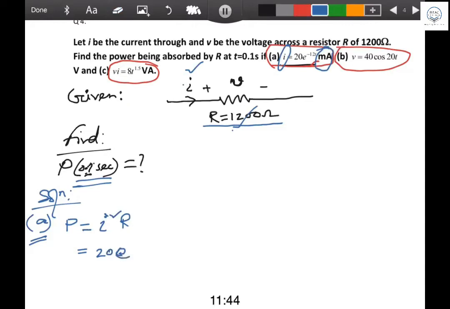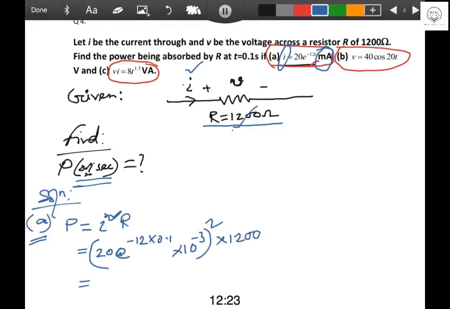How to convert milliampere into ampere? This is important. Can you tell me? It is 20 e to the power minus 12 into 0.1, in milliamperes, times 10 to the power minus 3, which gives the current in amperes. So you have to write a square here, that is your I squared in amperes, and R is 1200. Write 1200 here, full stop. Now you can do your calculation.